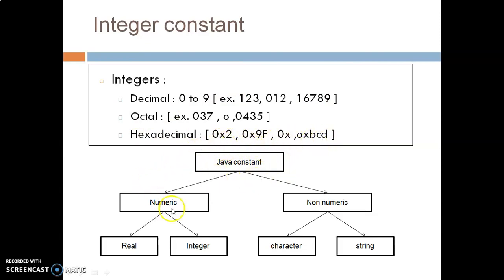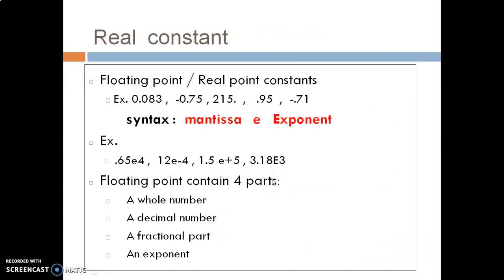So constants are divided into 2 categories: numeric and non-numeric. Numeric is real and integer. Real is nothing but floating point numbers, and non-numeric is again character and string. These are all categories of constants. Then real constant, you can see here, real means floating point numbers, like that only. This is the syntax for that. So floating point contains 4 parts: a whole number, a decimal point, a fractional part and an exponent. This small e is your exponent part. This is about the syntax. A floating point number you can represent in this way to get more precision. Real constants are nothing but floating point.